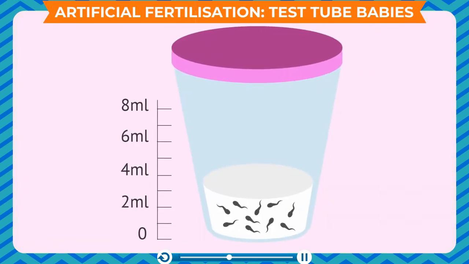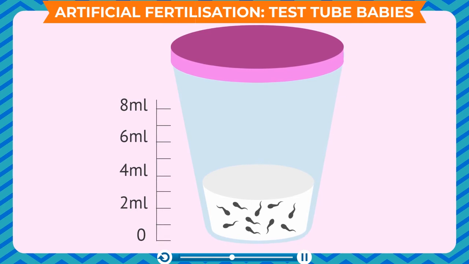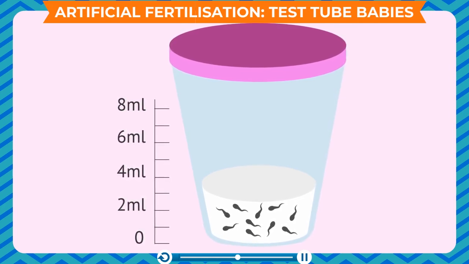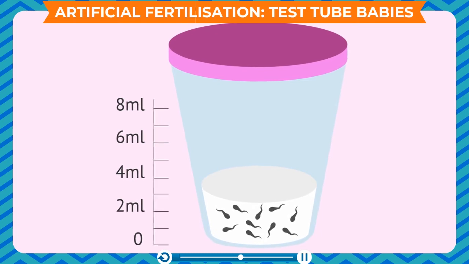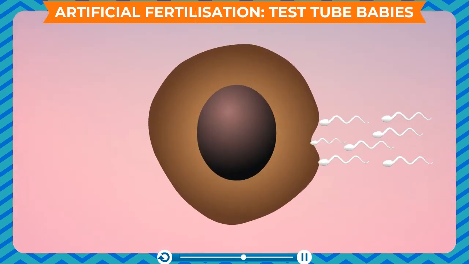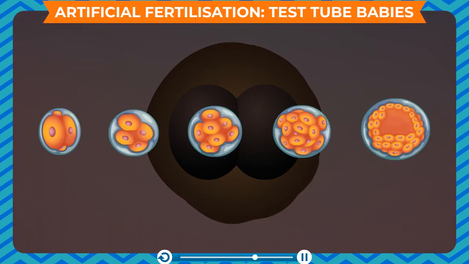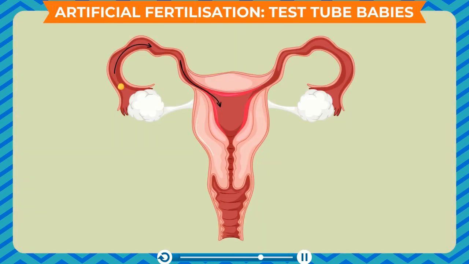In this technique, the doctor collects freshly released eggs and sperms and keeps them together for few hours for in vitro fertilization. Here, the fertilization occurs outside the body of the female. In case the fertilization occurs, the zygote is allowed to develop for about a week. The zygote is then placed in the uterus of the mother. The embryo gets implanted and develops into a baby in about 9 months.